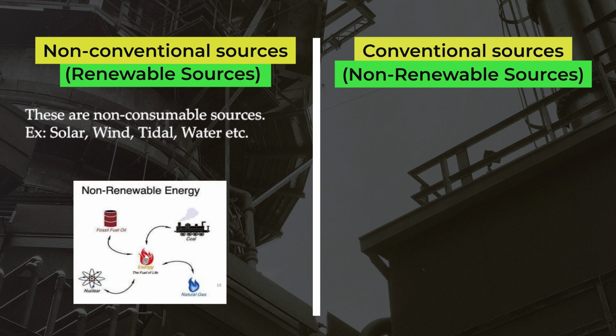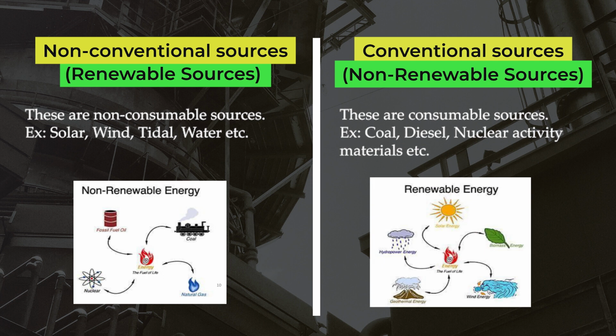So, the non-conventional sources are known as renewable sources also, because they can be renewed, whereas the conventional sources are non-renewable sources. I will give the example of non-conventional sources or renewable sources. These can be shown as solar energy, wind energy, tidal energy or water energy, which is shown here in this slide. So, these are called renewable energy. Why is this called renewable energy? Because this can be renewed. So, it is called renewable energy.